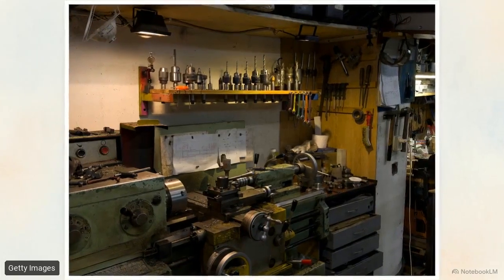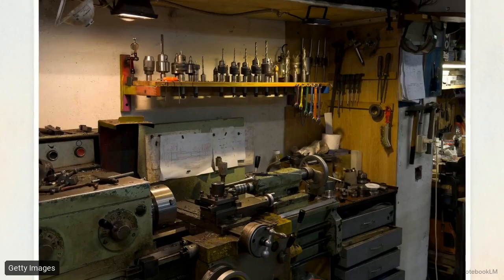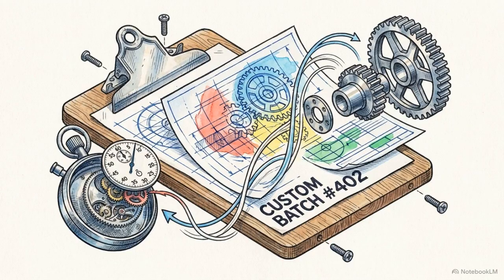In a custom workshop, tracking costs is a straightforward exercise. If you are machining a bespoke part on a metal lathe, you can pinpoint exactly how many hours of labor and how much raw steel went into that specific order. This is job order costing.